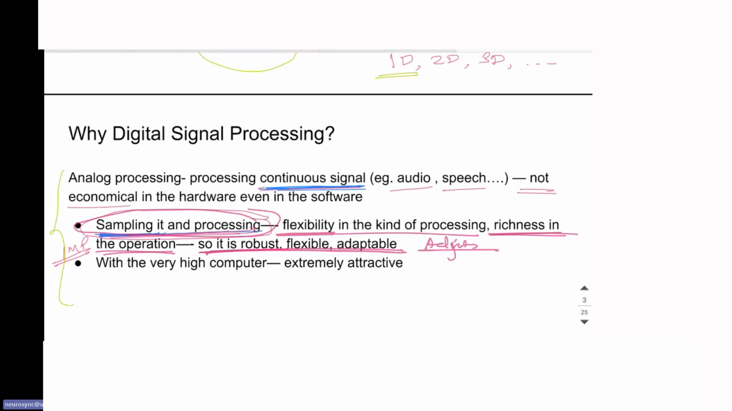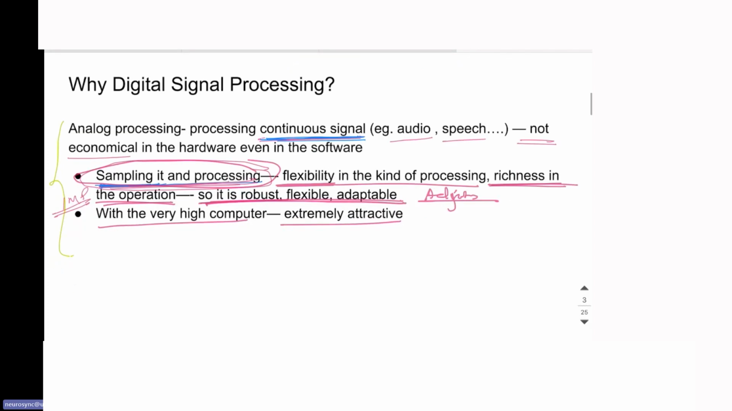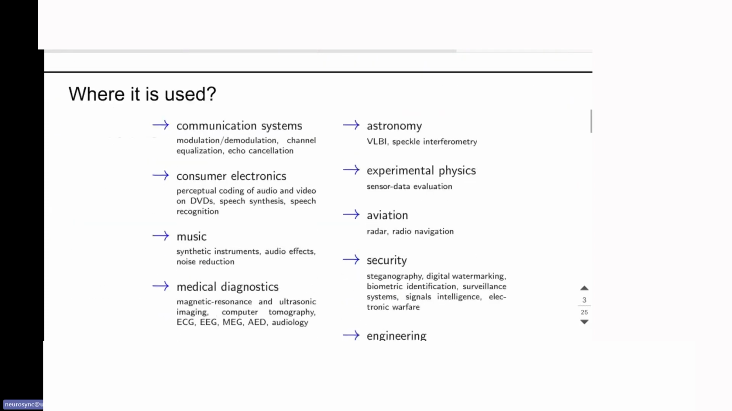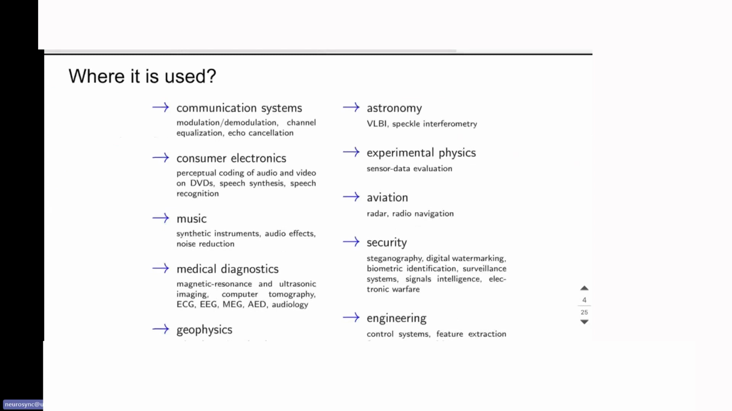Nowadays we have different kinds of high-end computers, very high processors. So nowadays it is extremely attractive. Therefore, digital signal processing is very attractive. Digital signal processing is used in many applications. You will find many applications where digital signal processing is used.